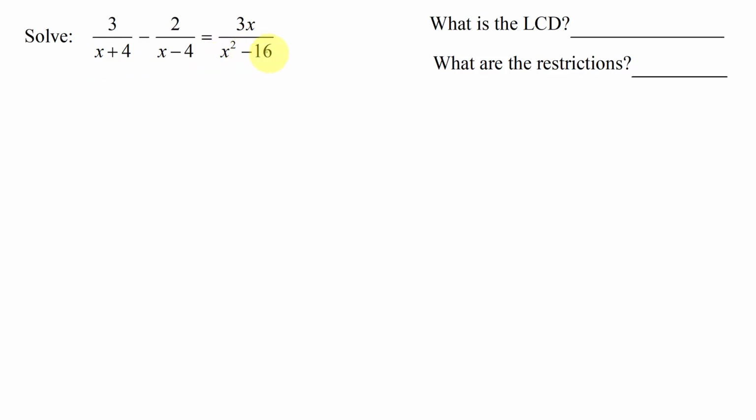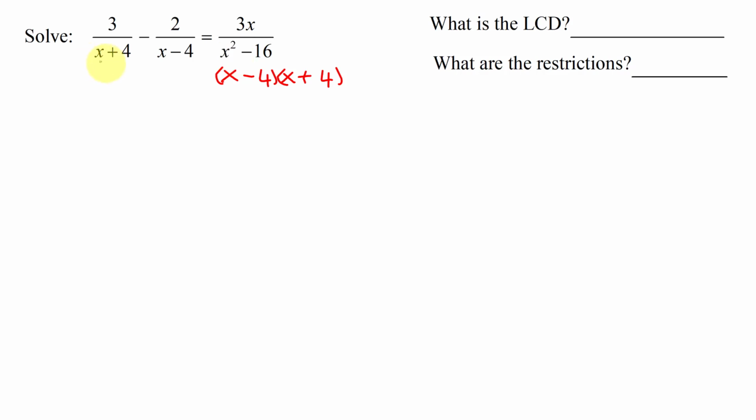X squared minus 16 is the difference of two squares. And remember, when you factor the difference of two squares, you get two binomials. The first term in each parenthesis is the square root of x squared, which is x. The last term is the square root of 16, which is 4 and 4. And then you put opposite signs between them. So now I've factored the difference of two squares. I'm ready to find the least common denominator.